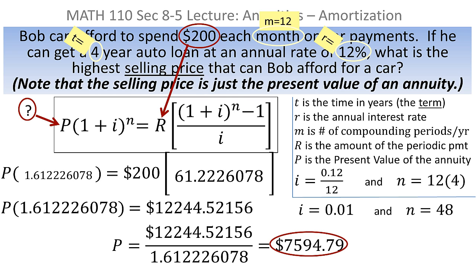$7,594.79. So if Bob can afford $200 monthly payments over a 4-year period, the most he can afford for the selling price of a car is $7,594.79.